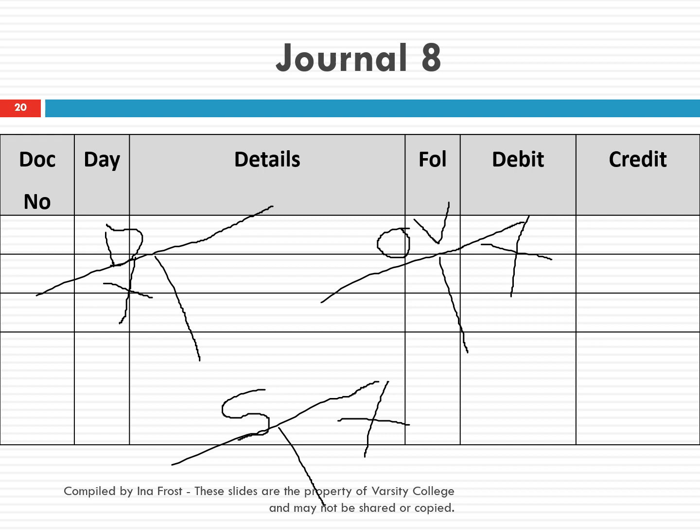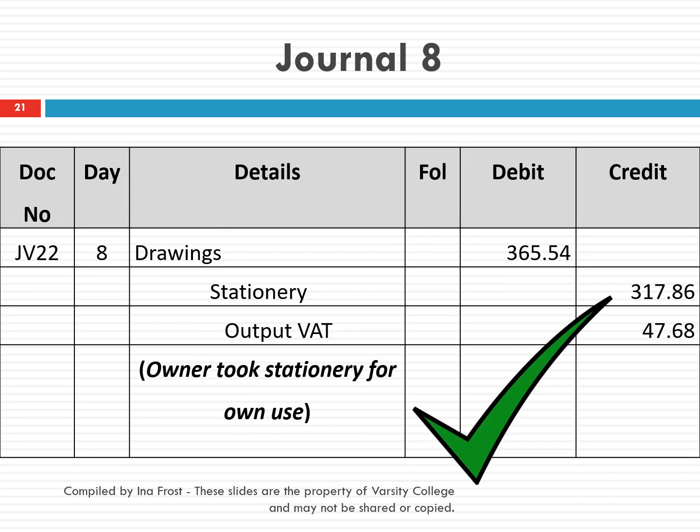And this always just makes it a little bit easier for me to write it down in a general journal format. So then in the general journal, I'm showing that I'm going to debit drawings. I'm going to credit stationery and output VAT, and there is my narration as well.